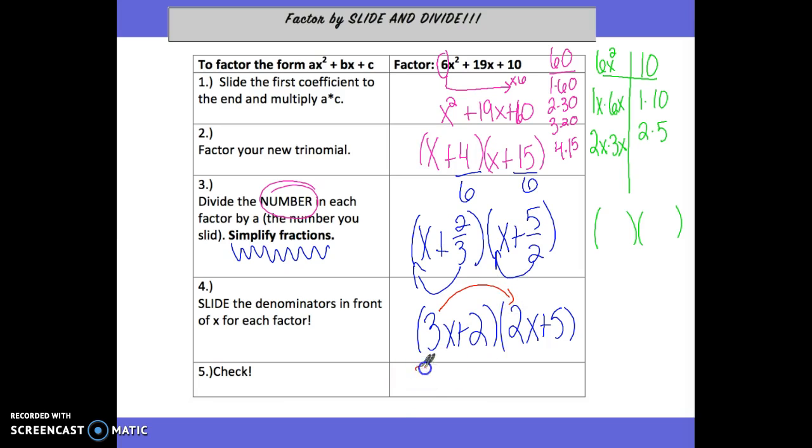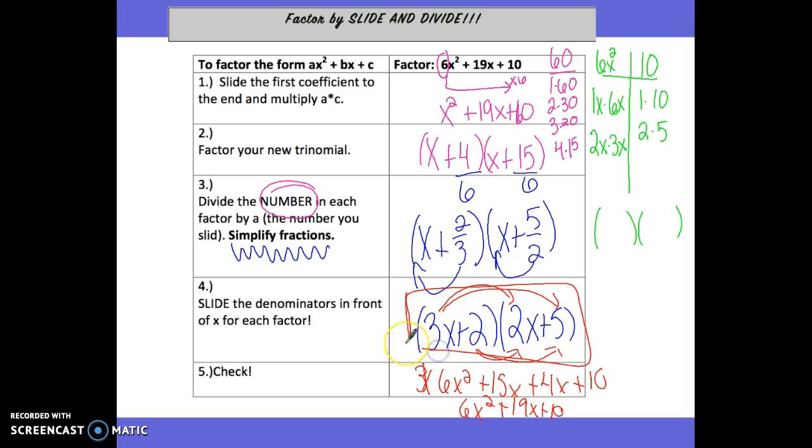3x times 2x is 6x squared. 3x times 5 is plus 15x. 2 times 2x is plus 4x. And 2 times 5 is plus 10. 15x plus 4x is 19x. So you get 6x squared plus 19x plus 10. Not 110, just 10. And you absolutely want to check all of your answers because you want to make sure you're right. So then you've got it factored.